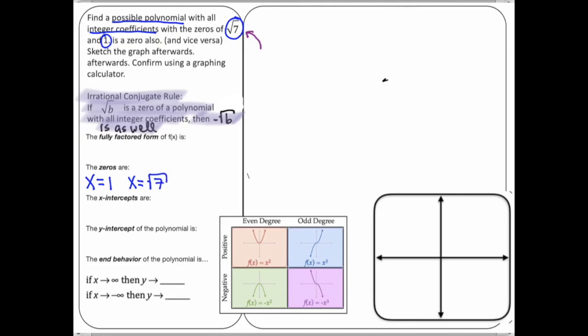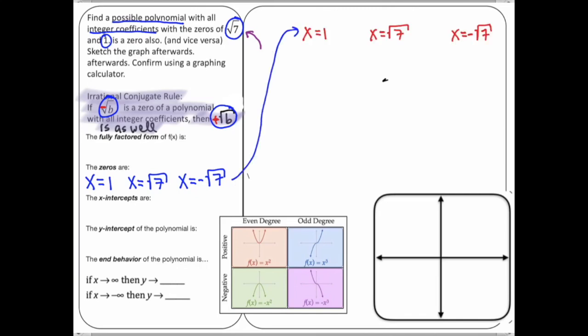Now, what they're saying is that if I have the square root of b, which is the square root of 7, then by the rule, I need one of these as well. And again, the rule is going to work for, say, if I had a negative right here, then this would just be a positive, and vice versa, okay? So let's go ahead and take a look at this thing in its fully factored form, if you will.